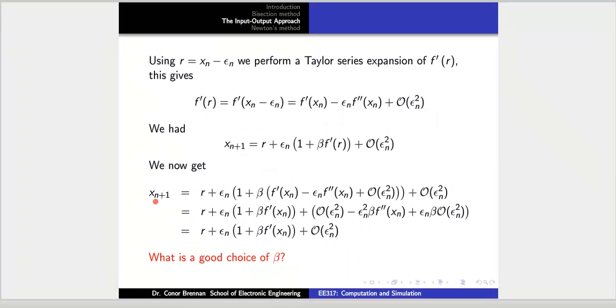Which means that our new estimate, xn plus 1, is equal to the desired root plus 0 plus a whole bunch of small little terms which are epsilon n squared. So in the previous step, at xn, the error was equal to epsilon n. And now at xn plus 1, the error is epsilon n squared, which is much, much smaller.